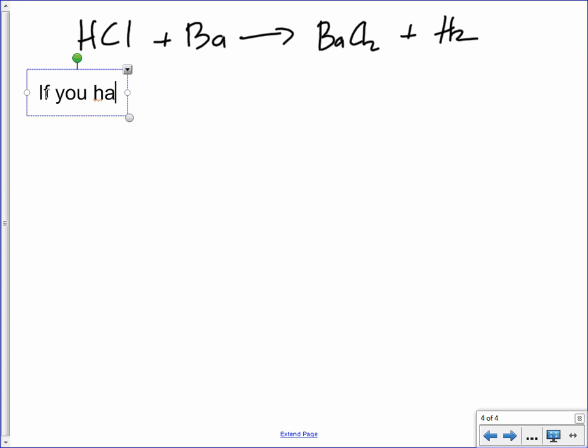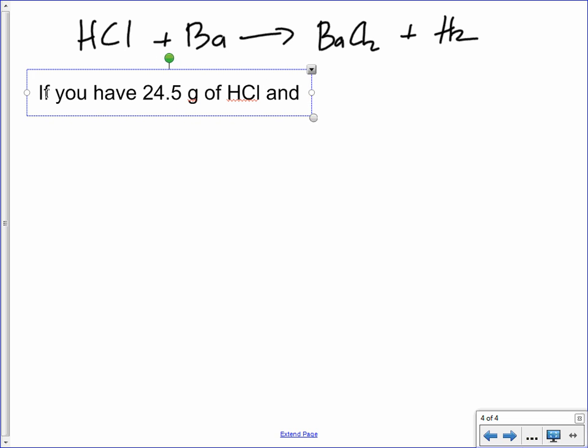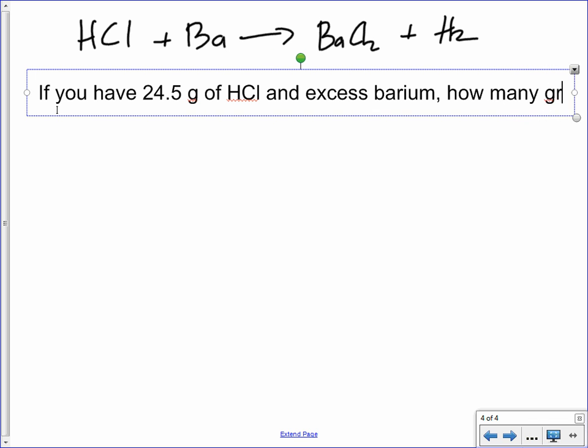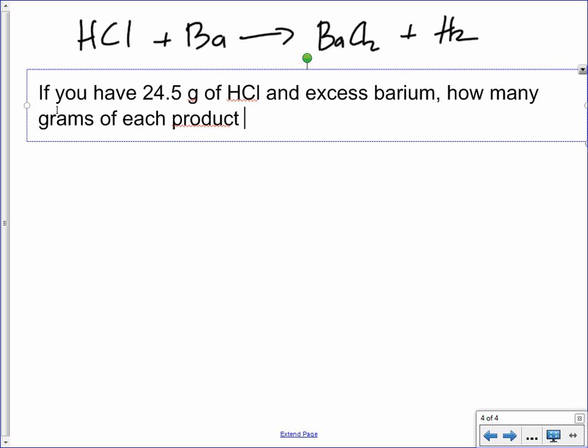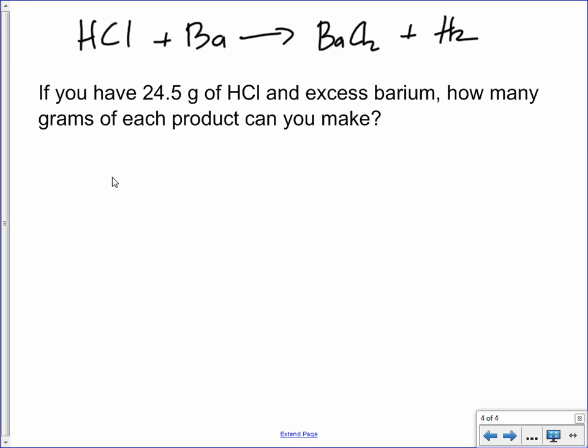So if you have 24.5 grams of hydrochloric acid and excess barium, again, excess just means enough that you don't have to worry about the number, how many grams of each product can you make? So I'm asking you 2 products here. Okay, so remember, balance the equation first. All right, pause the video, unpause it when you're ready for the solutions.